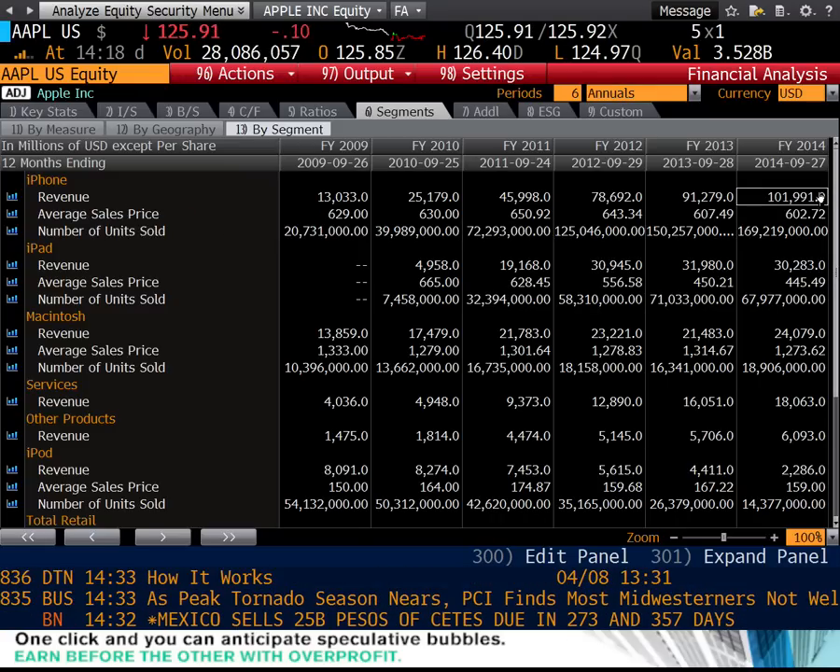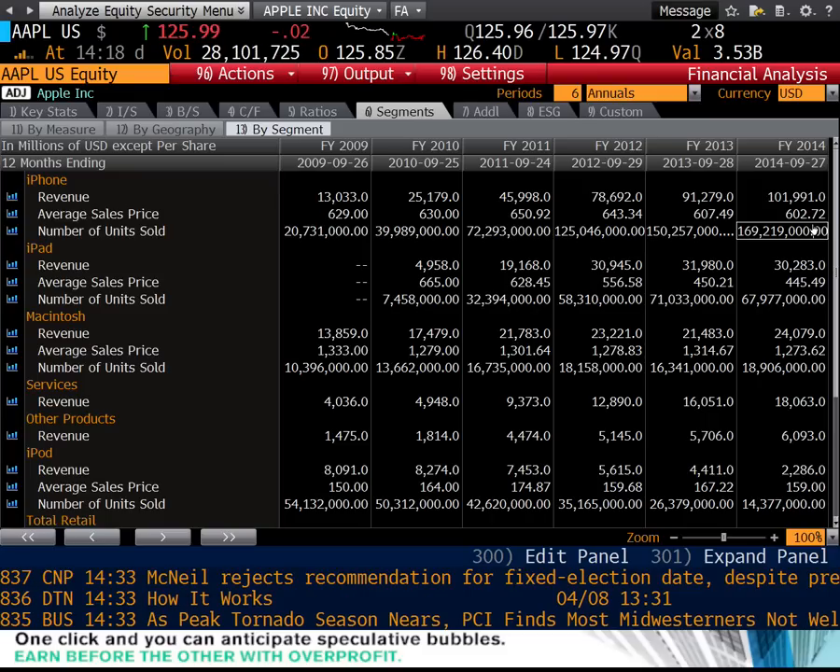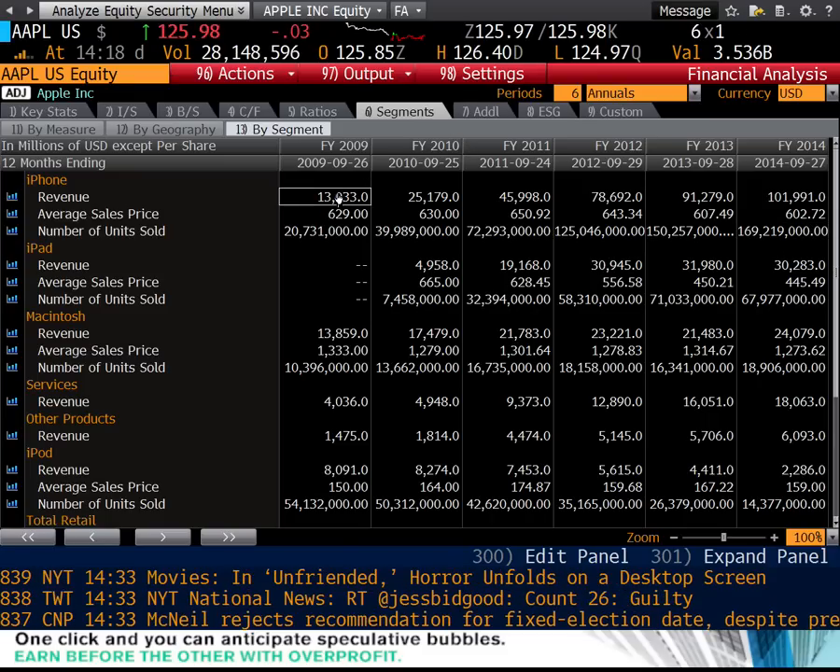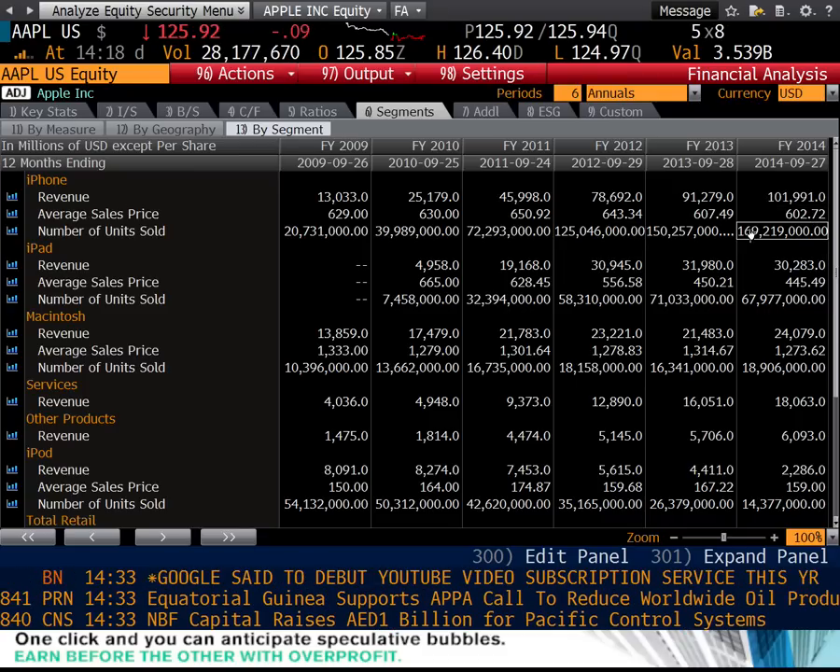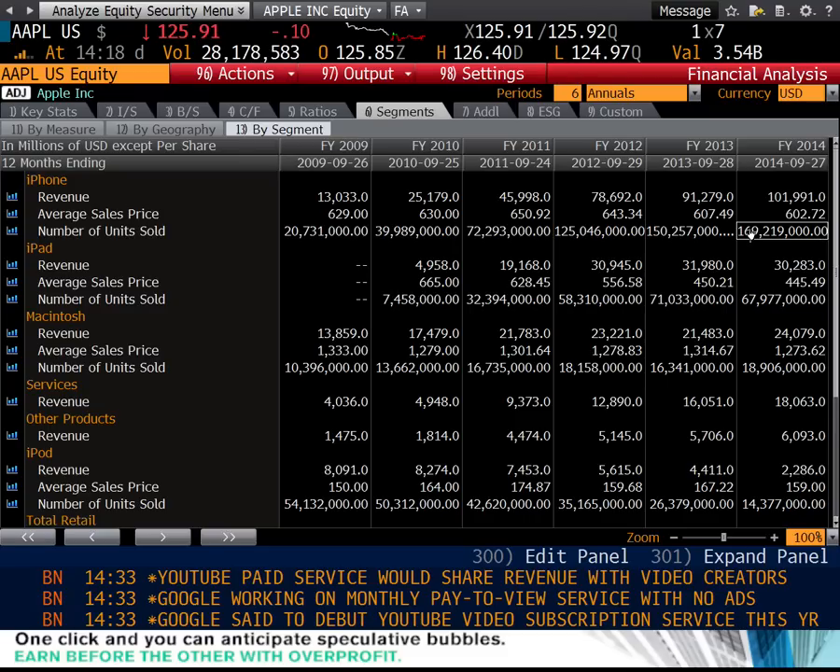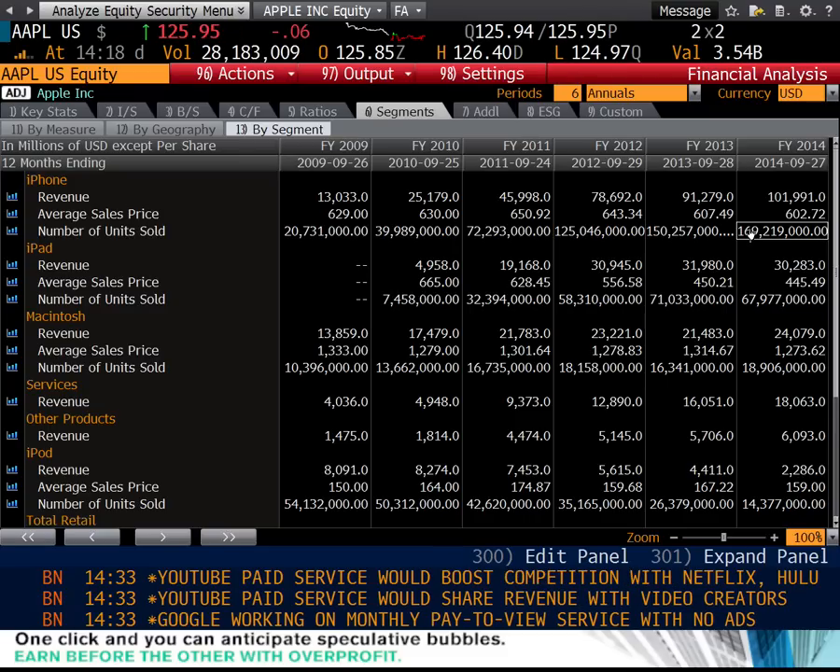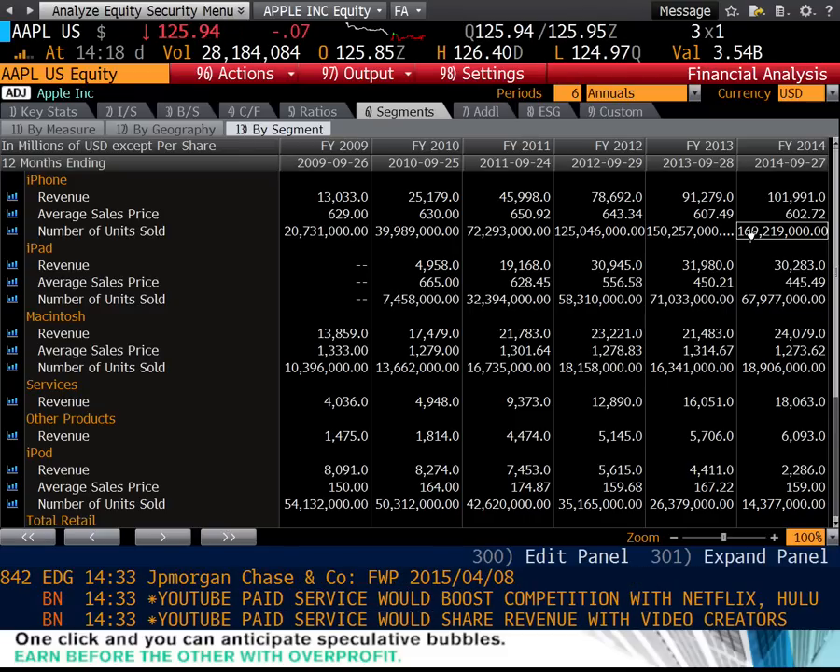Right? Number of iPhones sold, 169 million. 2009, 13 billion in revenue, 20 million phones sold. So an average sales price of $629, peaked at $650, already down to $603. Right? And that's what I'm saying. The market is saying, you know what? You're already starting to see, even at their peak, that the average selling price of the iPhone is starting to come down a little bit. It's probably going to come down more with more competition.